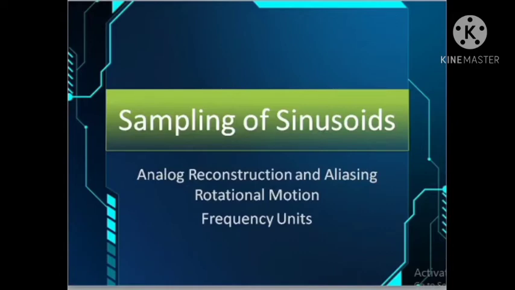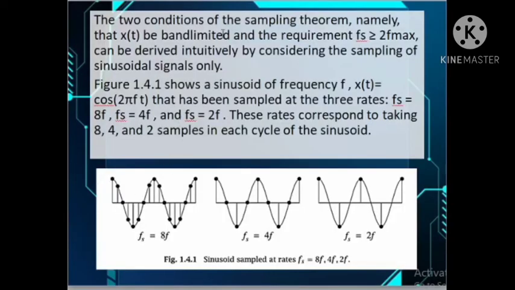So under this is the analog reconstruction and aliasing, rotational motion, and frequency units. Next, the two conditions of the sampling theorem, namely that the function x(t) be band limited and the requirement fs greater than or equal to f max, can be derived intuitively by considering the sampling of sinusoidal signals only.